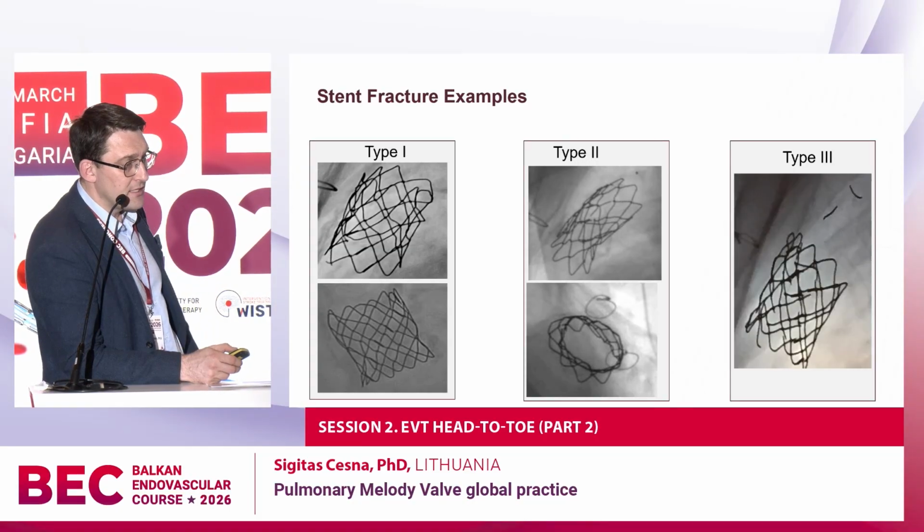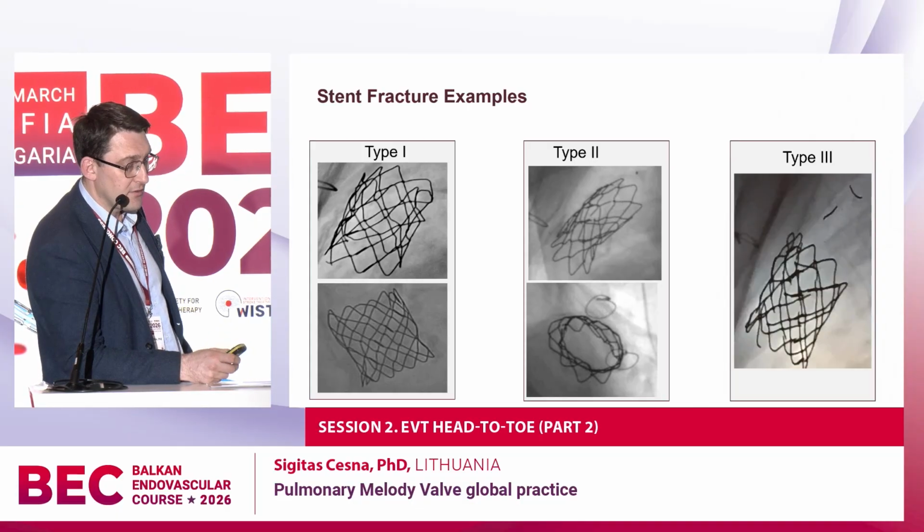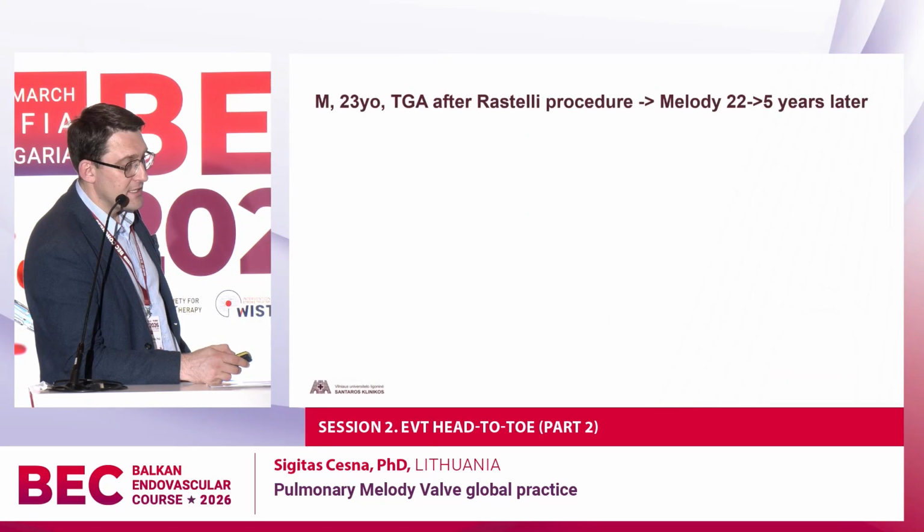So these are the stent fracture types. Type 1 is when 1 or 2 struts are damaged. Type 2 is when several struts are damaged, and type 3 is when particles of the stent are disconnected from the stent.